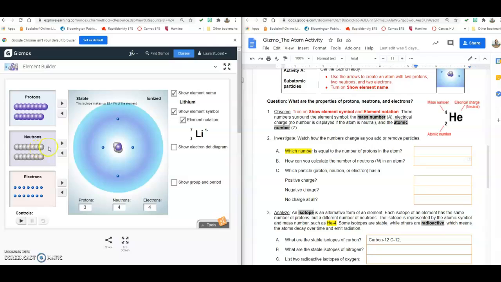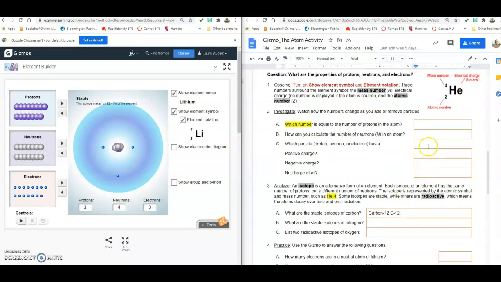All right, let's go up to the next one. If I add more neutrons, it doesn't change the charge at all. So would you say neutrons are charged or not charged? If I add protons, okay, what happens to the charge of beryllium as I add protons? It becomes more and more positive. So what type of charge does a proton have to have? And I take them away, it becomes less positive. Type your answers into the boxes on 2C.